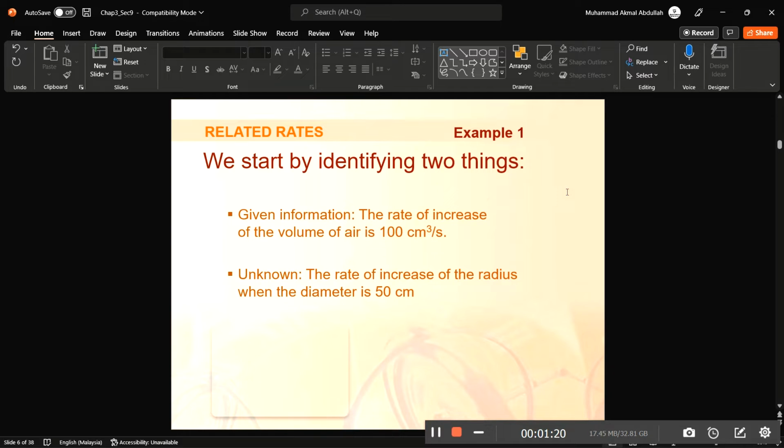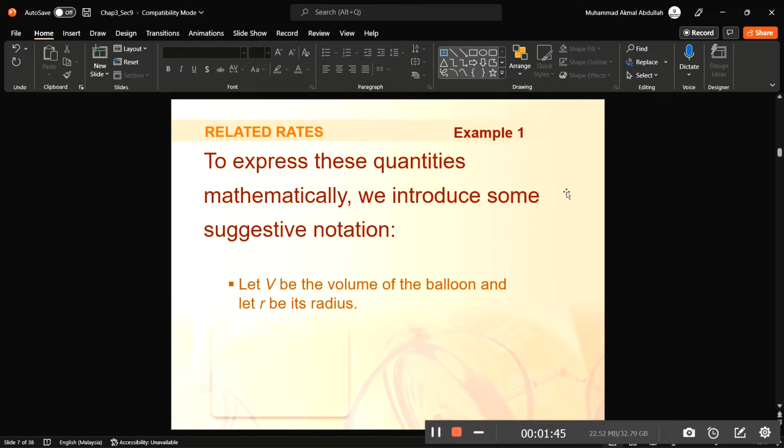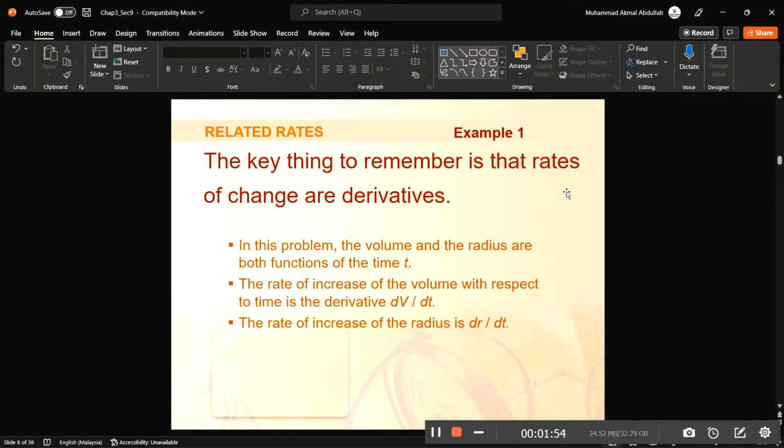Before we start to solve the problem, we should identify two things from the question we are given. The given information is the rate of increase of the volume of air is 100 centimeter cube per second. Then the unknown is the rate of increase of the radius when the diameter is 50 centimeter. Then we express the quantity mathematically. We introduce some suggestive notation. Let V be the volume of the balloon and let r be its radius.